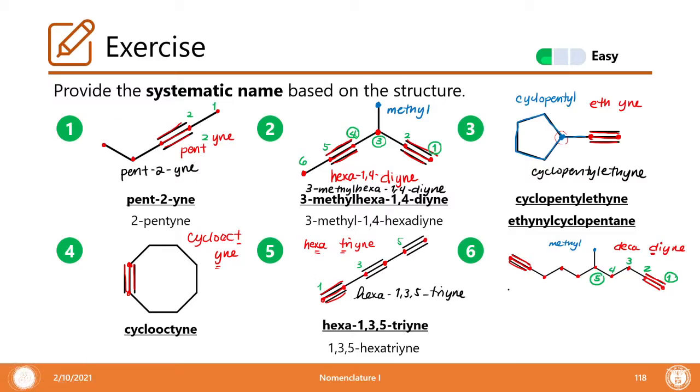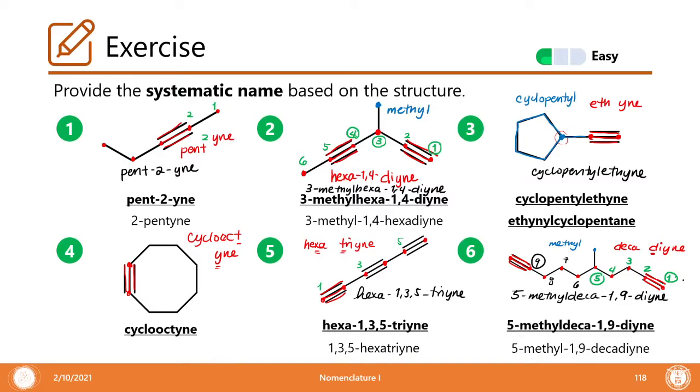So when we write the name, 5-methyl deca, okay, oh, we didn't determine 6, 7, 8, 9, deca 1, 9 diene. Okay, 5-methyl deca 1,9 diene. 5-methyl deca 1,9 diene. Okay.